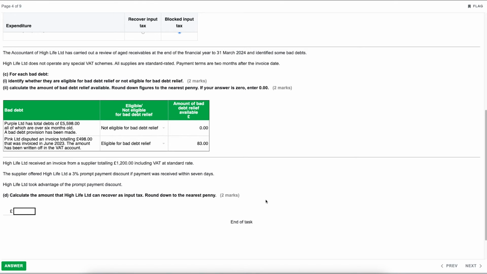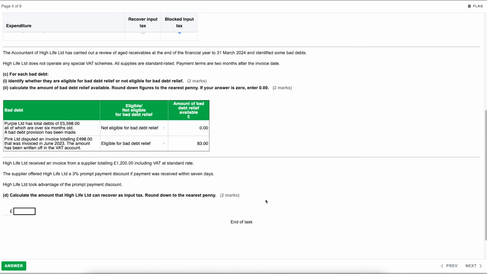So High Life Limited received an invoice from a supplier totalling £1,200, including VAT at standard rate. The supplier offered High Life Limited a 3% prompt payment discount if payment was received within 7 days. High Life Limited took advantage of the prompt payment discount. Part D, calculate the amount that High Life Limited can recover as input tax. We need to round down to the nearest penny. This is worth 2 marks. So 1 box, but 2 marks, just because there's a couple of steps involved, so they've upped the marks slightly, I'm guessing.